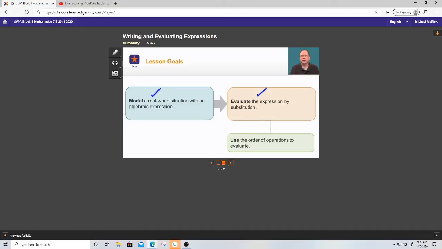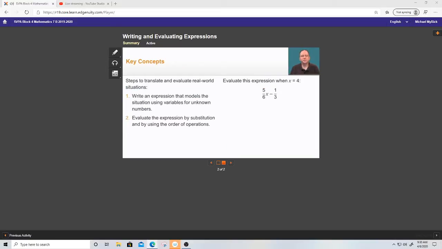Evaluate the expression by substitution. To evaluate, let's look at our key concepts. Steps to translate and evaluate real-world situations. Step 1: Write an expression that models the situation using variables and unknown numbers. Step 2: Evaluate the expression by substitution and by using the order of operations. Let's look at the sample problem here on the right side of the slide.